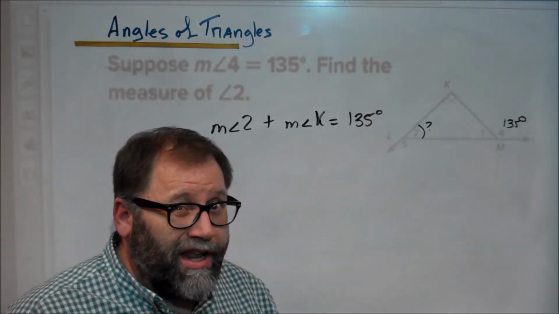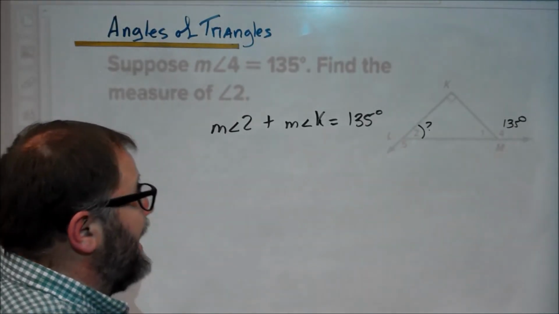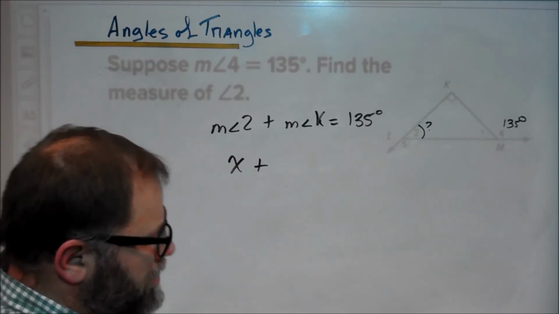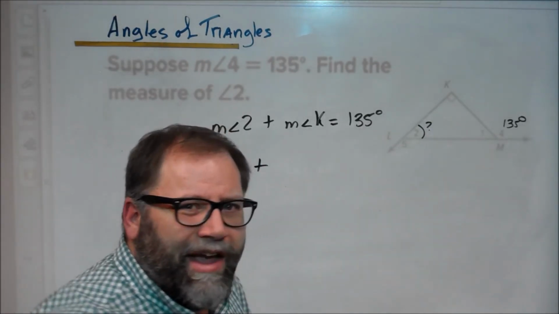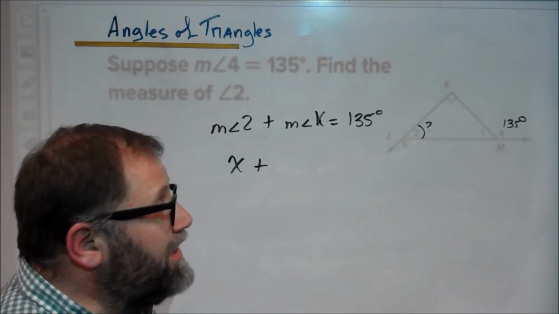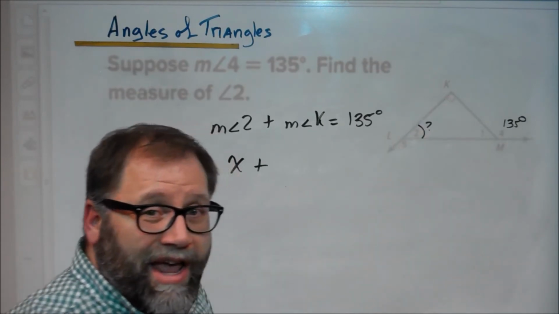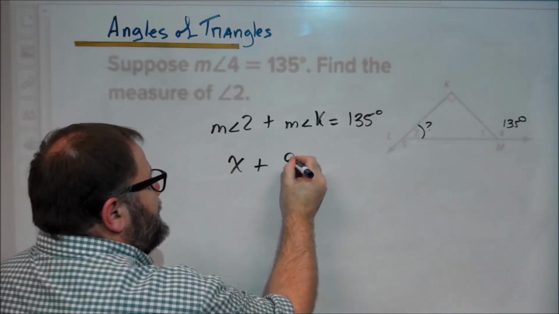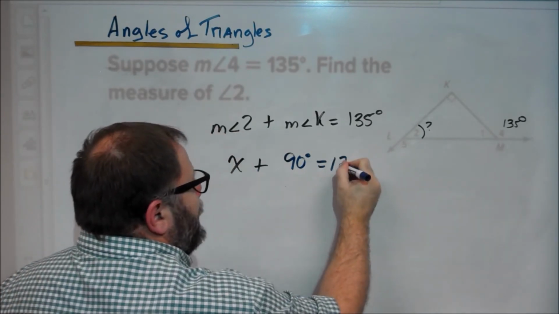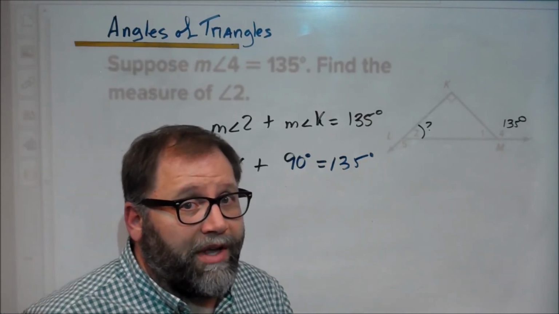We're going to need a little more data. We're unsure about this one, so we're going to make that x. That's what we've got to solve for. x plus, now, what's the measure of angle K? There's no number there, but there's a symbol, and that symbol tells us the measure of that angle. So that is our right angle symbol. So we know that this is 90 degrees, and that's equal to our exterior angle, 135. It's all falling into place now.